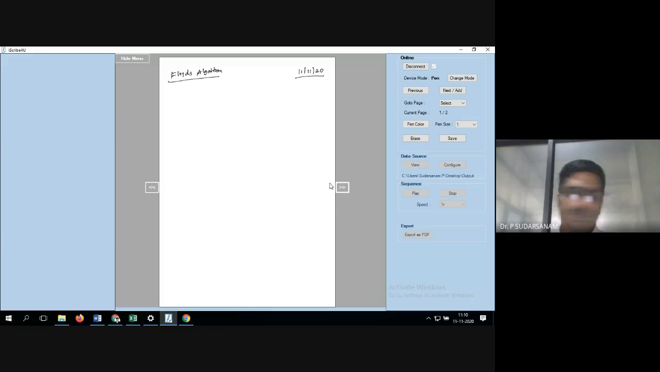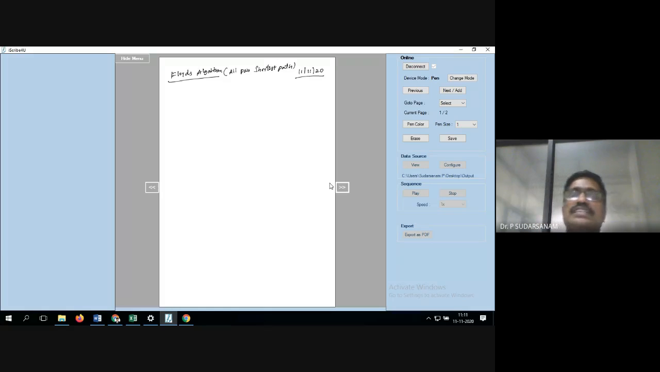Right. So this is nothing but the all pair shortest path. One more thing you have done: Dijkstra's is nothing but single source shortest path. Here is all pair shortest path.